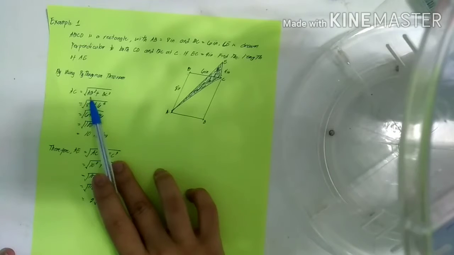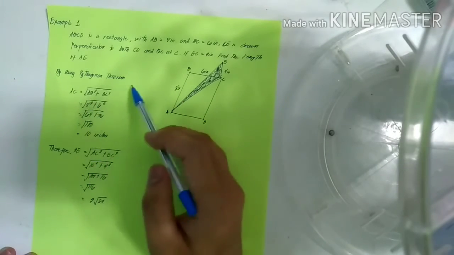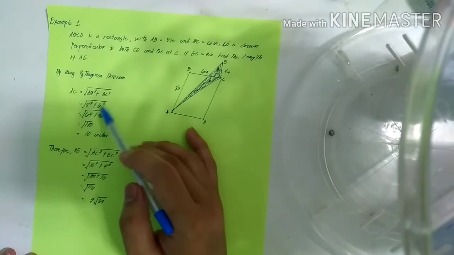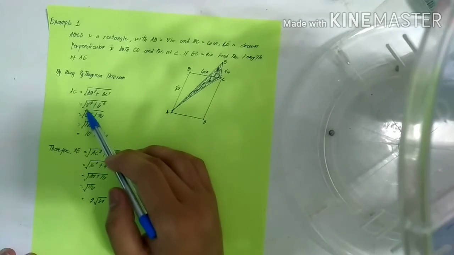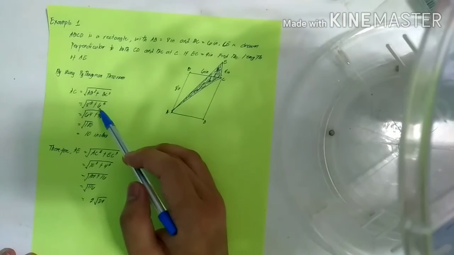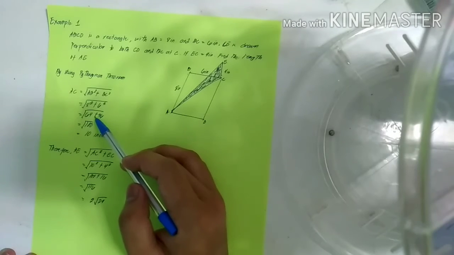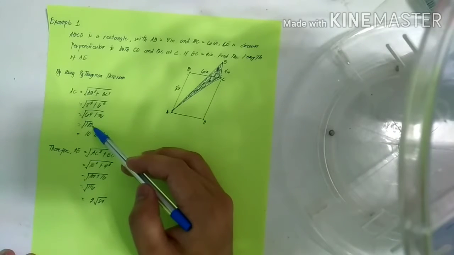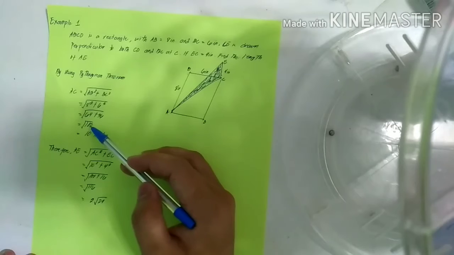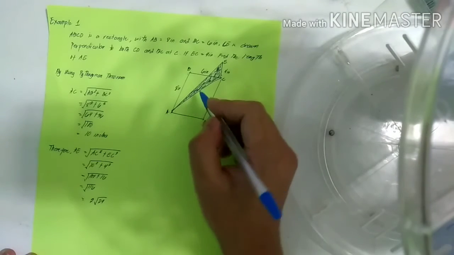So our AB is 8, given na yan sa problem natin. So 8 inches. Our BC is 6, given din yan sa problem natin. So 8 squared, that is 64, and also 6 squared, that is 36. So we have to add 64 plus 36, that is square root of 100. So square root of 100, that is 10 inches. So our AC is 10 inches.